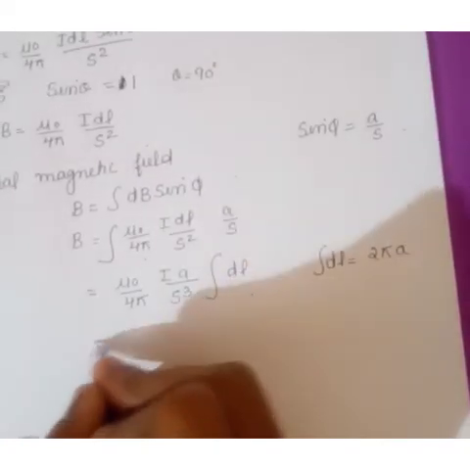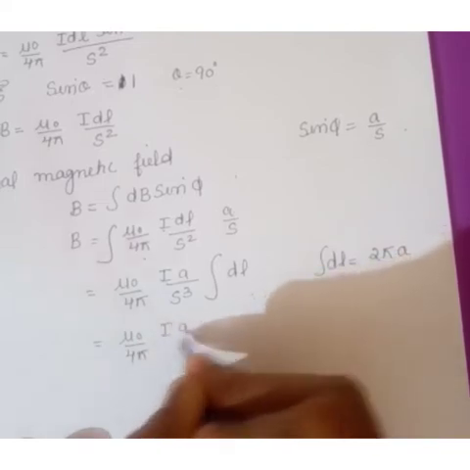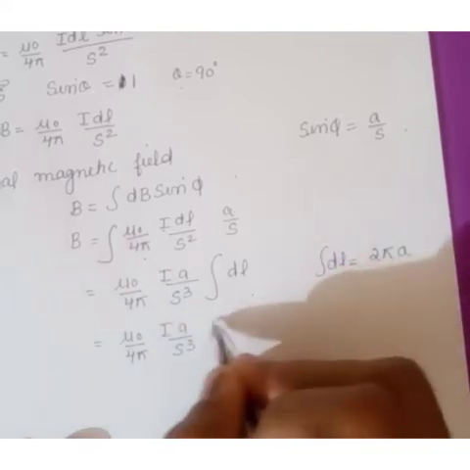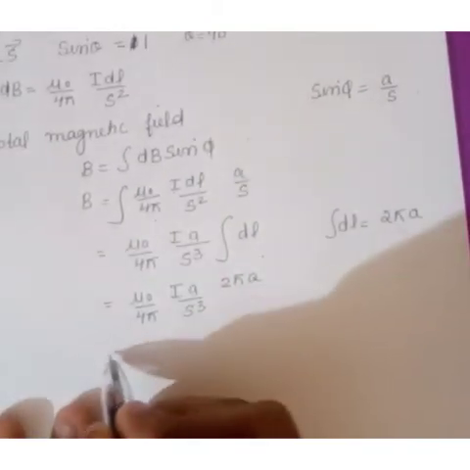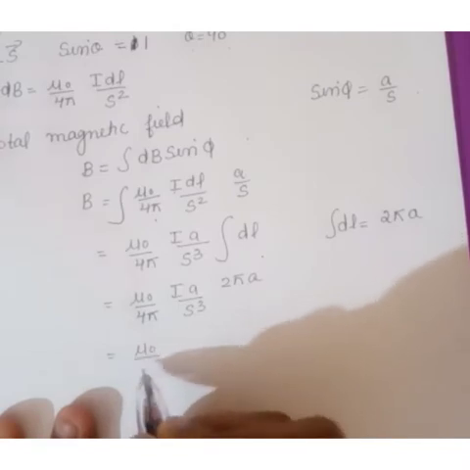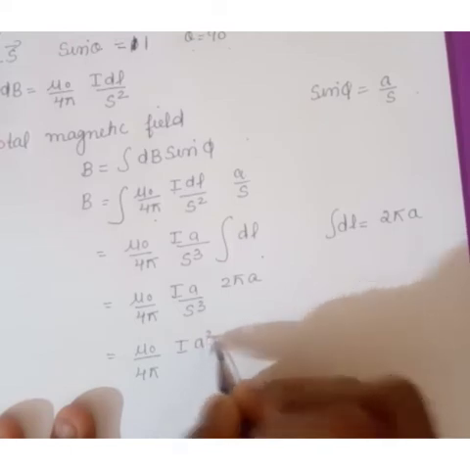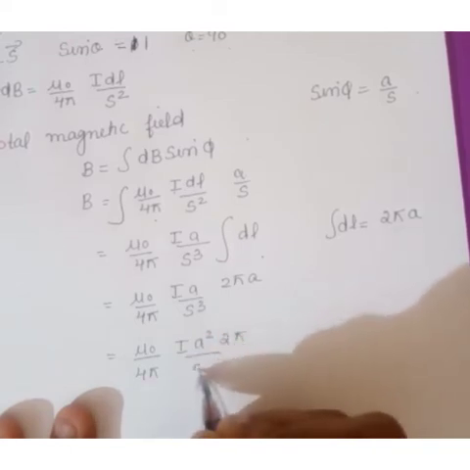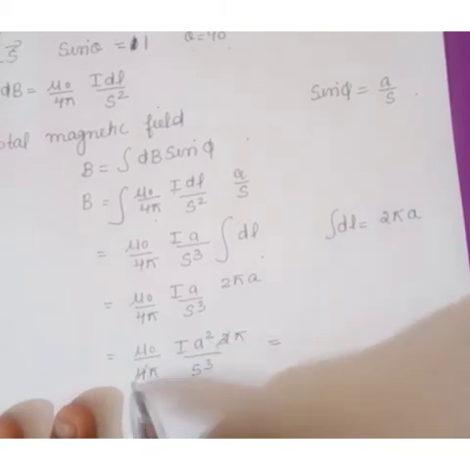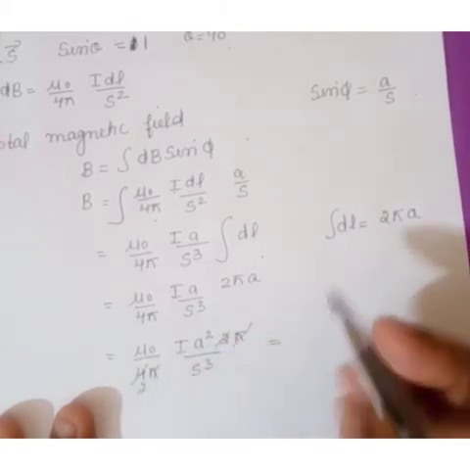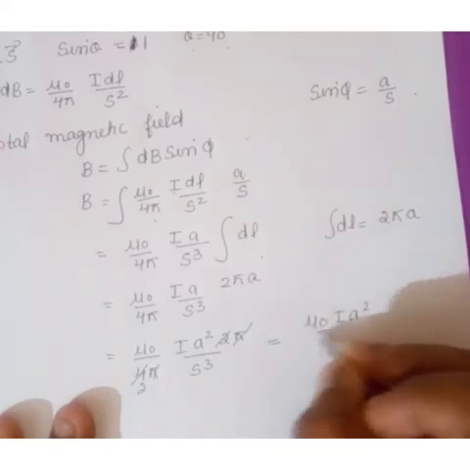Then substitute this value. Mu 0 by 4 pi I into a by s cube, then the integral of dl means 2 pi a. Which is equal to mu 0 by 4 pi I a square 2 pi divided by s cube. Here 2 and 4 cancel, then pi cancels. So the value is mu 0 I a square divided by s cube.